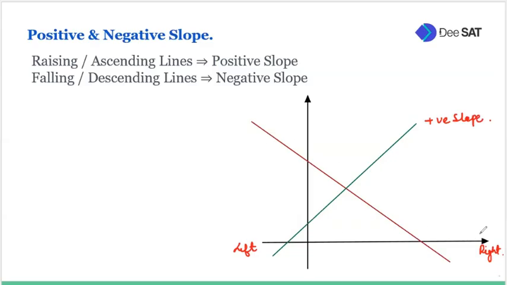Similarly, moving from left to right, if it feels like the path traced is the plane landing, all those lines are basically called descending or falling lines and hence have a negative slope.